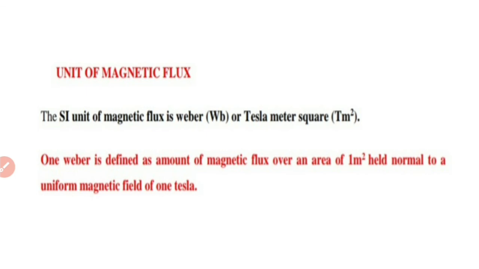See, electric flux does not have any special unit. We discussed it in terms of units of electric field and area vector. That means Newton per coulomb meter square, or Newton meter square per coulomb, was the SI unit of electric flux. But magnetic flux has a separate SI unit, that is called Weber. The representation is Wb, and 1 Weber is equal to 1 Tesla meter square, and it is defined as the amount of magnetic flux over an area of 1 meter square held normal to a uniform magnetic field of 1 Tesla. Okay, so that is about magnetic flux.